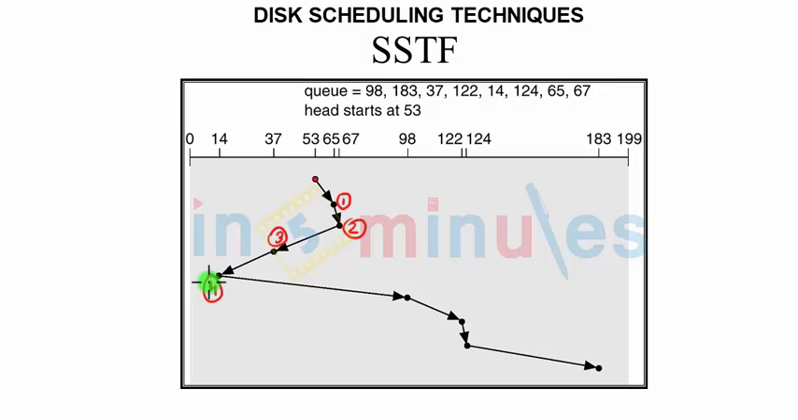Now from 14 we don't have any close request. What we are left with is 98, 122, 124 and 183, out of which 98 is the closest. From 98 we would reach the second closest, that is 122, and next 124. Sorry for the numbers. Then 183 would be the 7th, and finally the 8th. So in shortest seek time first, we will be talking about the minimum distance. So traveling is greatly reduced. The only drawback of this algorithm is that all requests should be given before the beginning of the algorithm, which is not always possible.